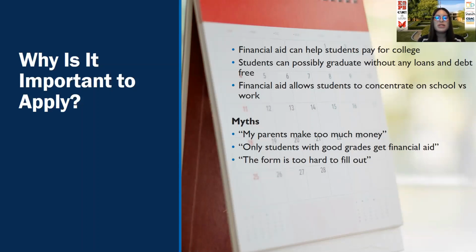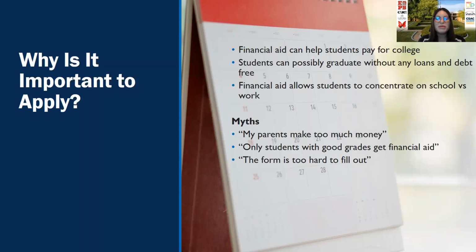So only students with good grades get financial aid, which is also false. The only type of aid that requires a GPA or grades is the Cal Grant. Students still can apply and be eligible for every other type of financial aid that we talked about during this presentation. And the form is too hard to fill out.